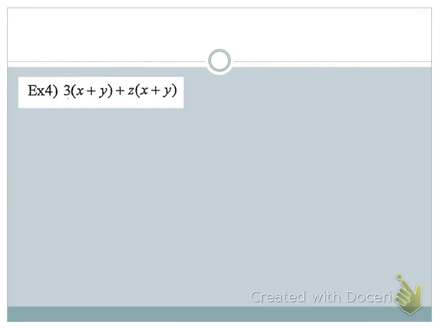We don't need opposites because our x plus y already match. They're already exactly the same. They've got the same signs. We don't have to rearrange them at all. So that's what they have in common. That's what we are going to factor out.